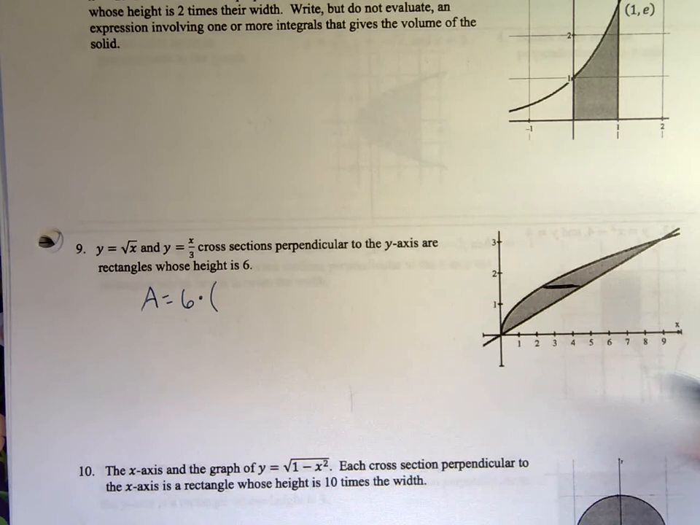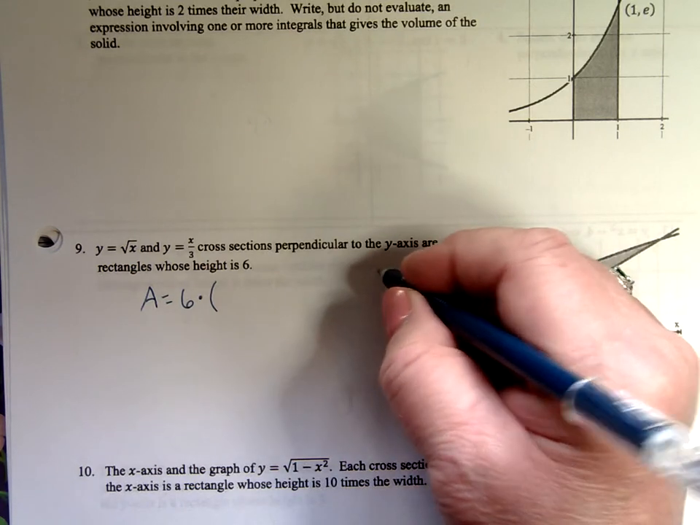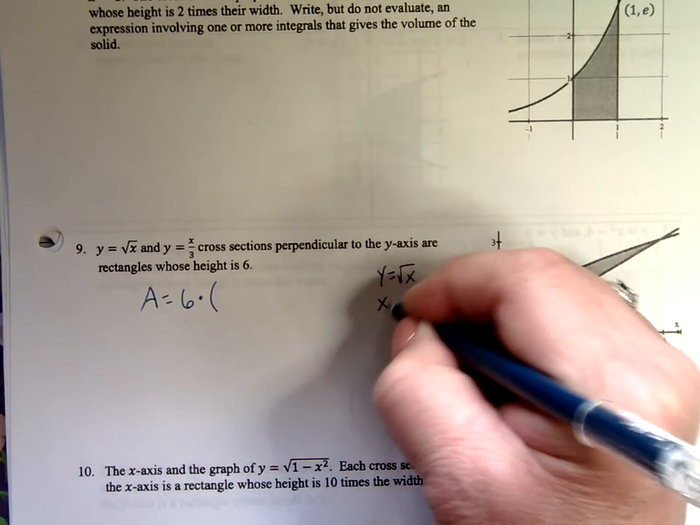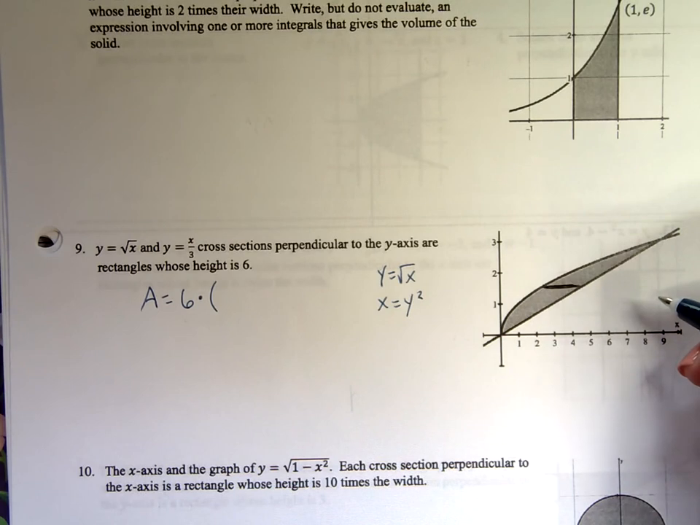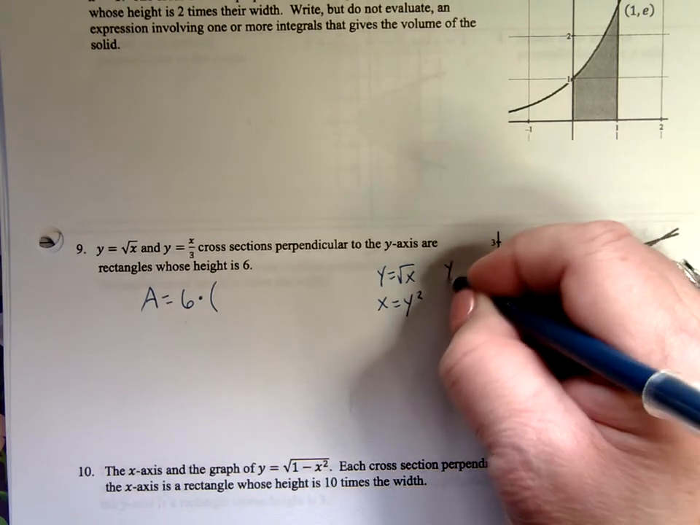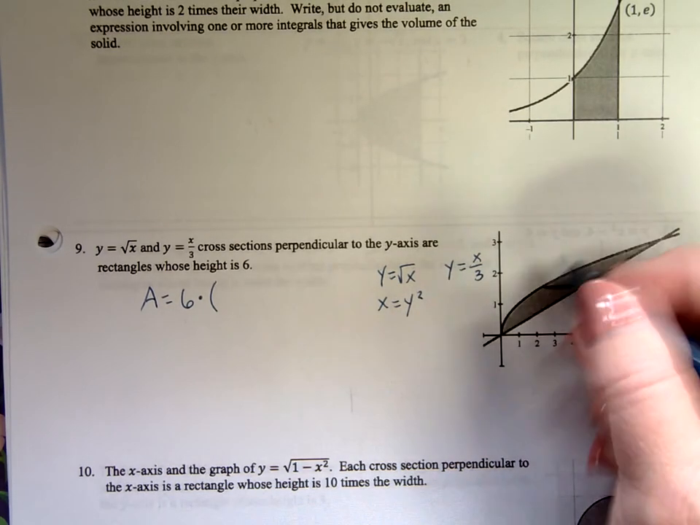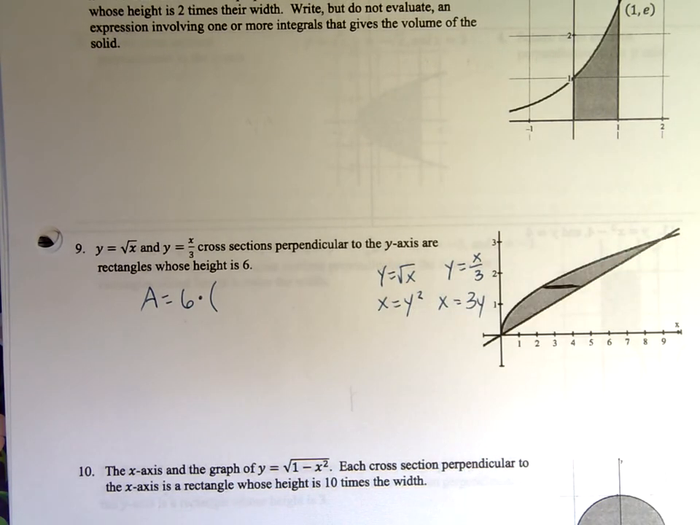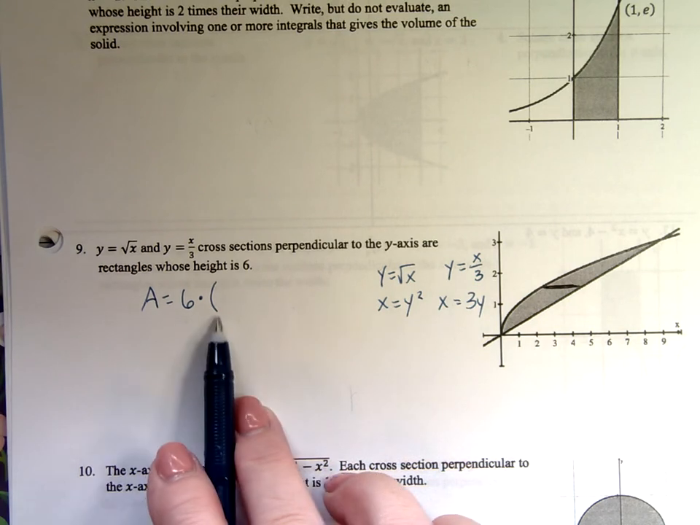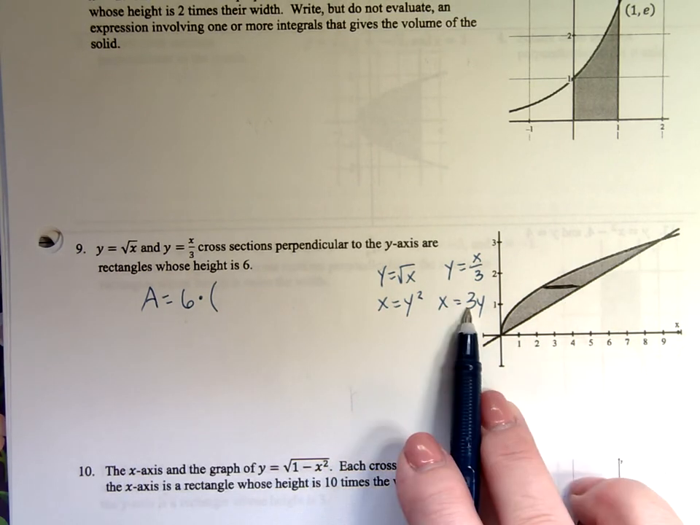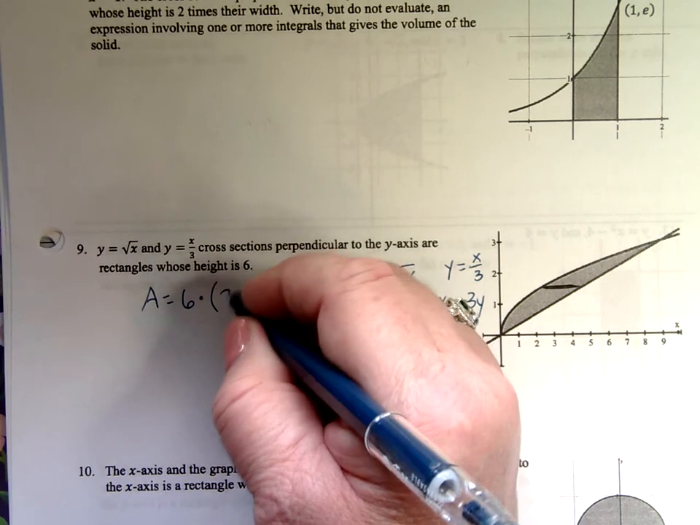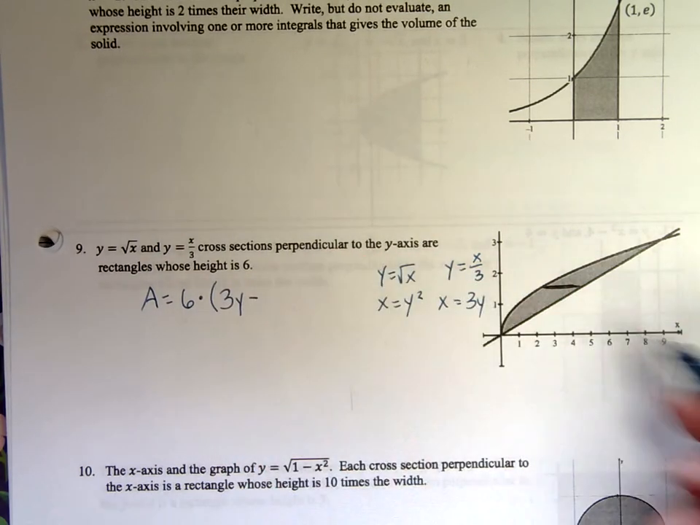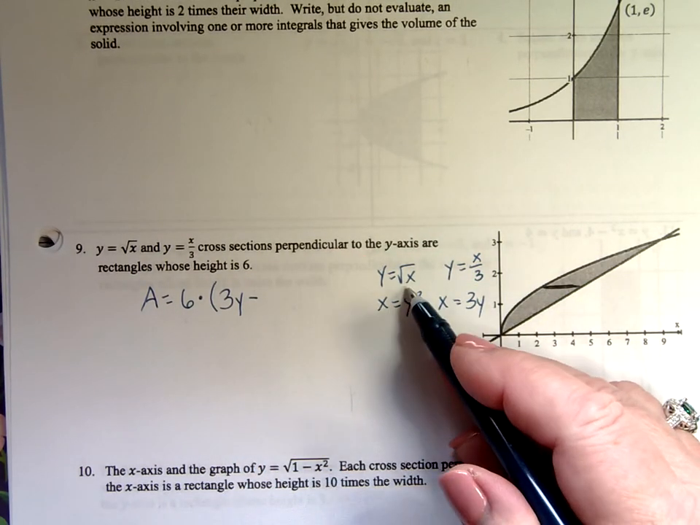Now remember, I have to have my equations switched so that it's x equals. So I need to do that. I've got y equals the square root of x. That means x equals y squared. And I have y equals x over 3. That means that x equals 3y. So the right-hand side of this guy hits the line, which is 3y. And the left-hand side hits the square root of x, which is y squared.